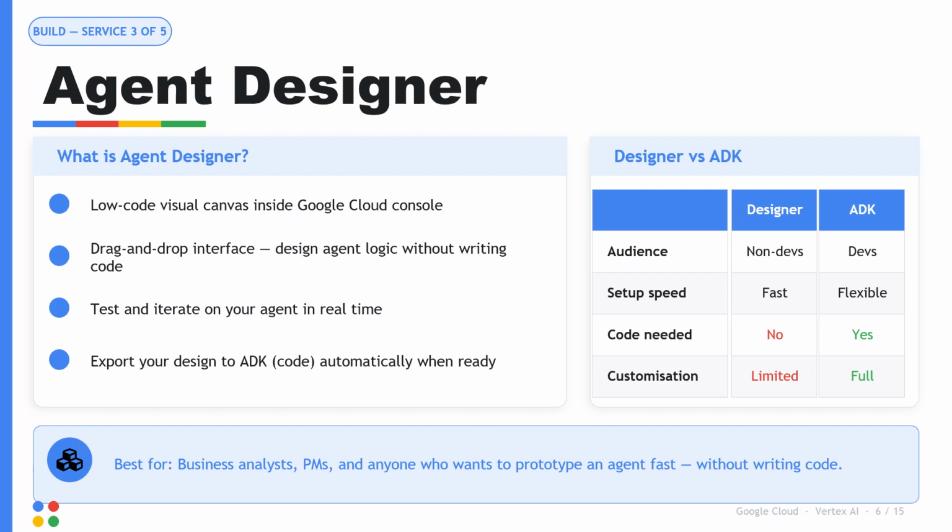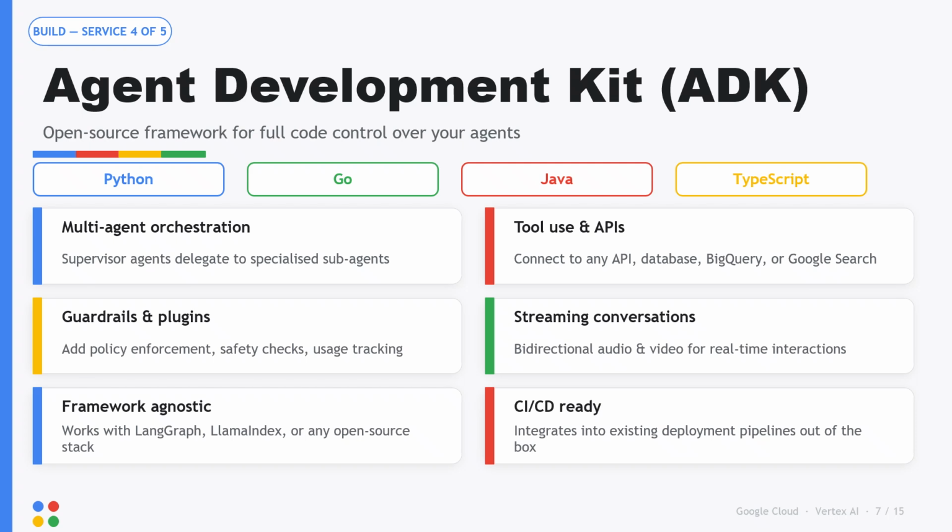Use Agent Designer when you want to prototype fast, or when your team includes non-developers who need to contribute to the agent design. ADK is the code-first framework for developers who need full control. It's open source and supports Python, Go, Java, and TypeScript. With ADK you can build multi-agent systems, where a supervisor agent coordinates multiple specialized sub-agents. You can add guardrails that enforce company policies, connect your agent to any external tool or API, and stream real-time audio and video conversations. One important thing: ADK is framework agnostic. If your team already uses LangGraph or LlamaIndex, they still work with ADK. The best workflow? Prototype in Agent Designer, then hand off to ADK for production-grade development.